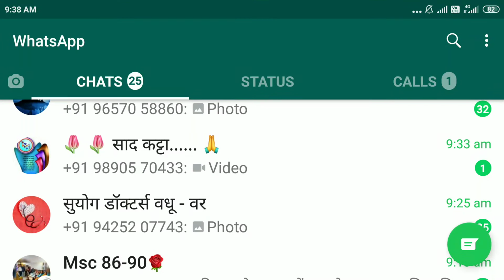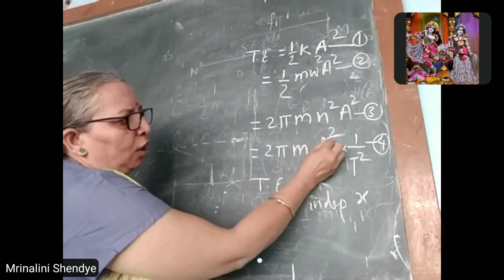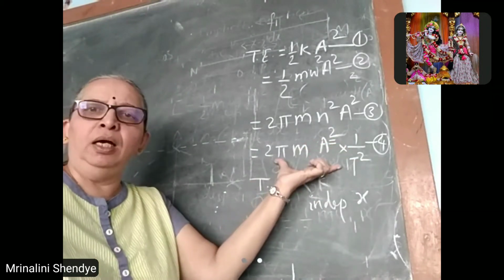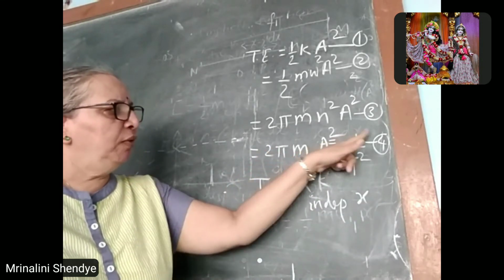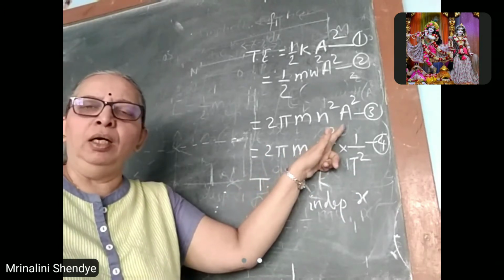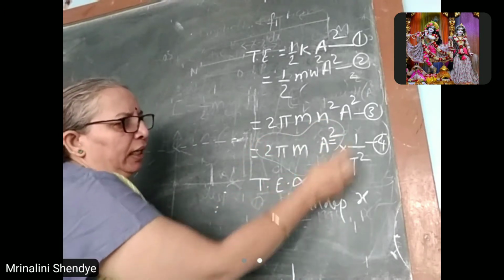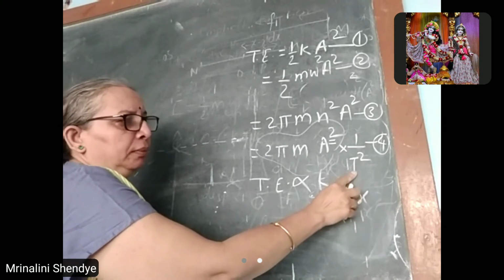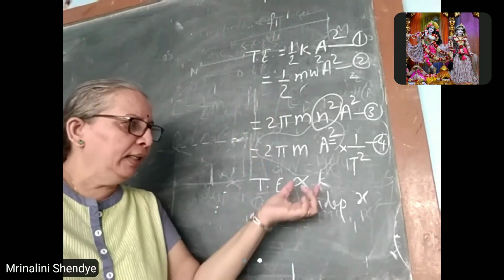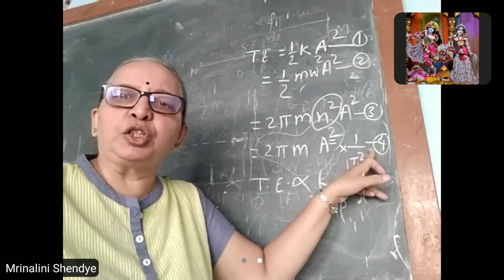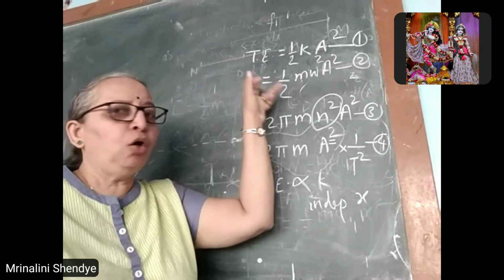What is the third inference? One minute, wait. It is proportional to the square of amplitude. If you select a given periodic time for a given particle, all these terms will be constant, and what is left will be a square. So it is proportional to the square of amplitude. If amplitude is constant, it is proportional to the square of the frequency, and it is inversely proportional to the square of the periodic time.